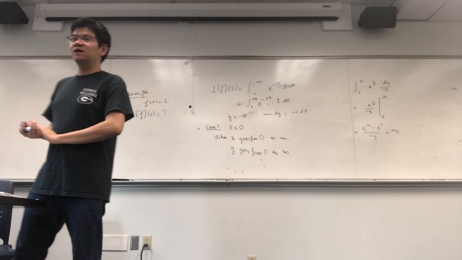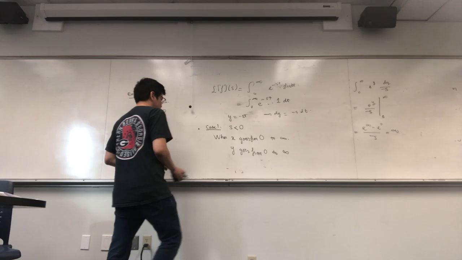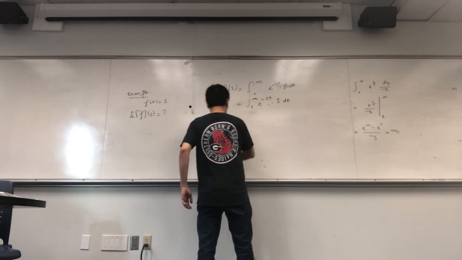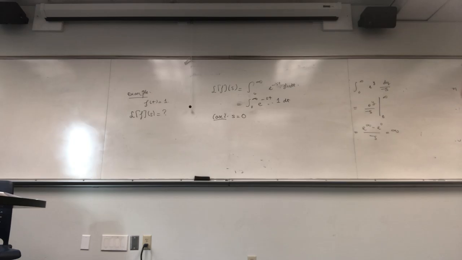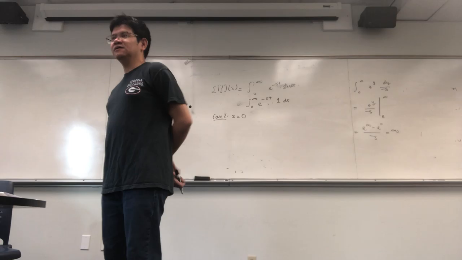Case number two, s is equal to 0. So what happens when s is equal to 0? Y is equal to 0? Yes, and the bounds can't be changed, because it's just from 0 to 0.